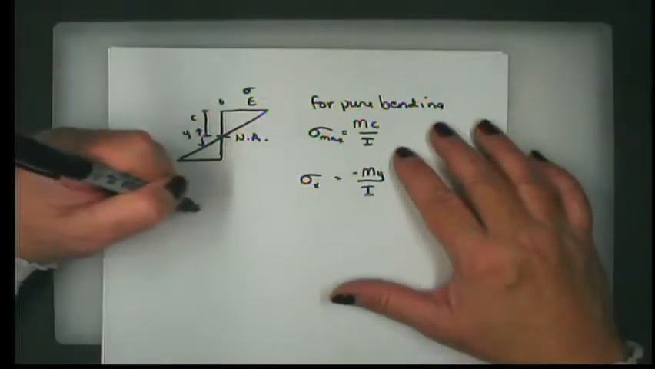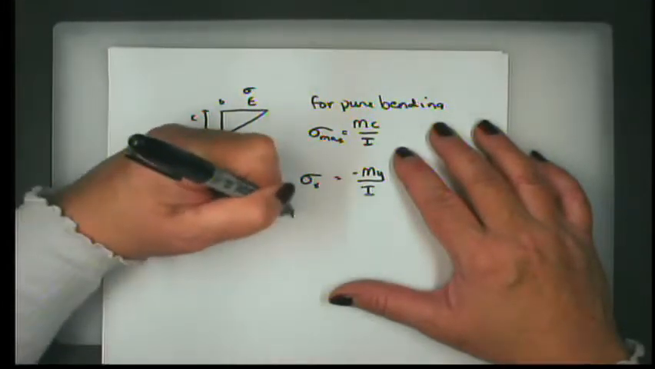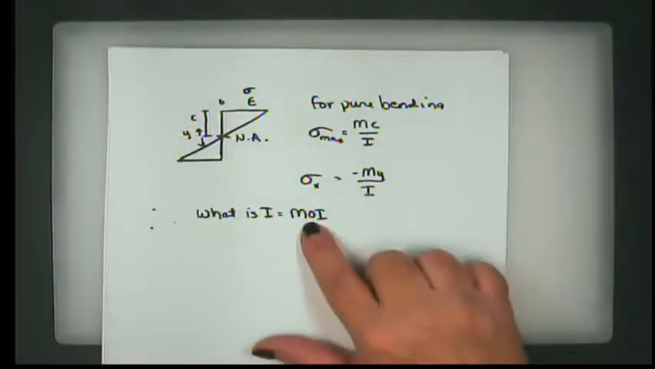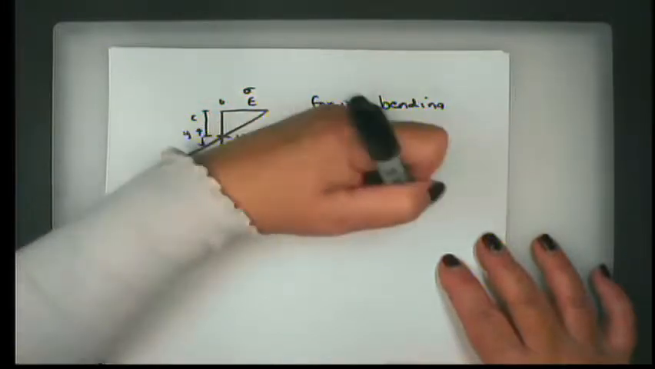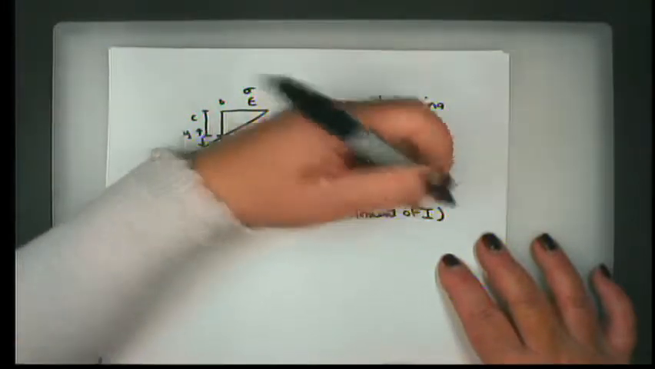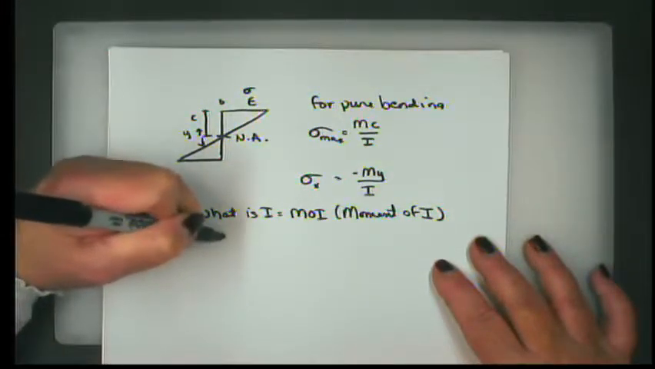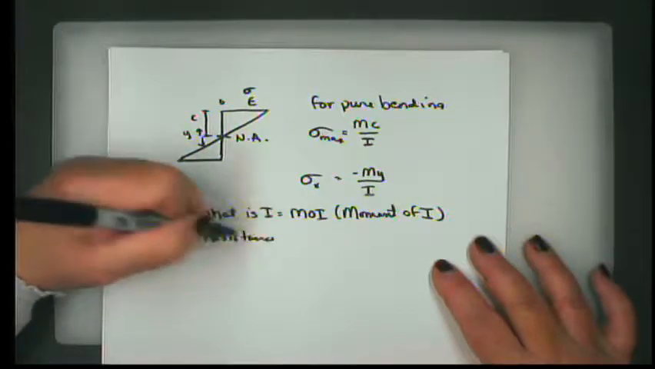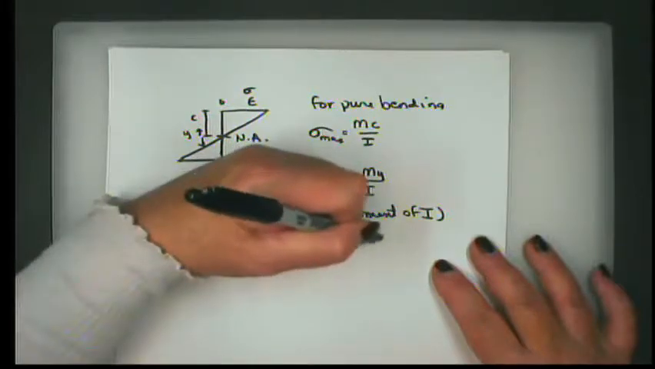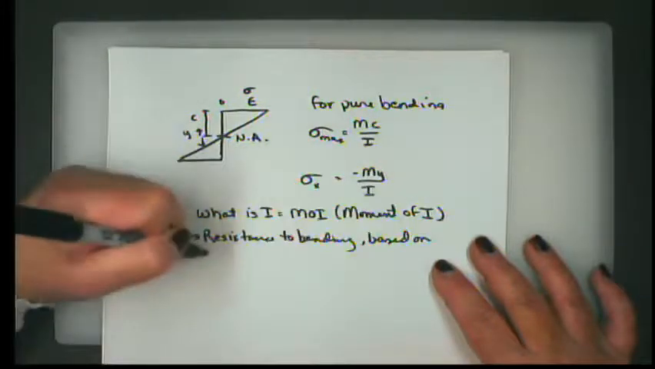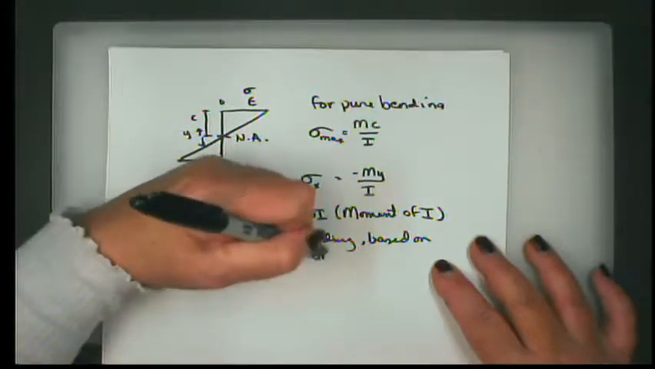Well, what is I? I is called the moment of inertia, which I always abbreviate this way because moment of inertia is very difficult to write out over and over again. What we can think about it in this class basically is a resistance to bending based on the size and shape of a structural member.